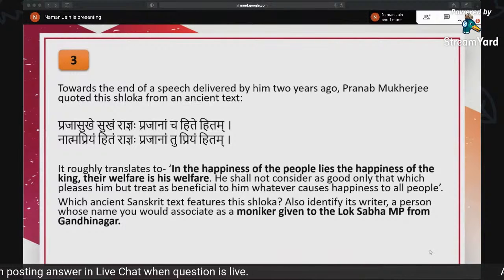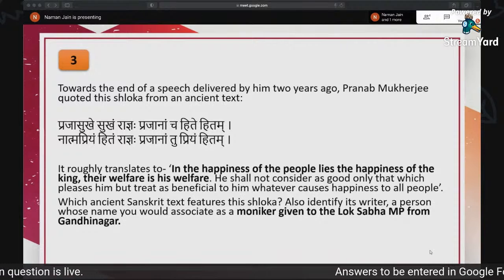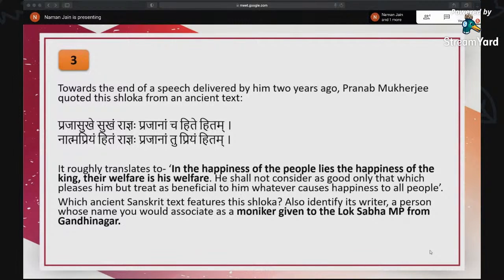So focus on king, happiness of people lies in the happiness of king, welfare is his welfare. So that would give you some idea. Very famous person, nothing obscure. Moving on, question number 4.